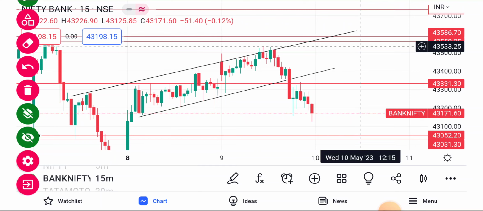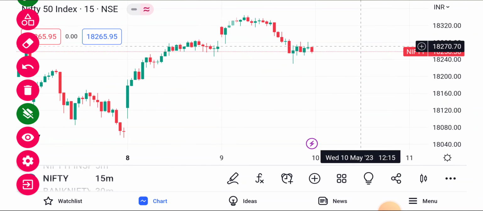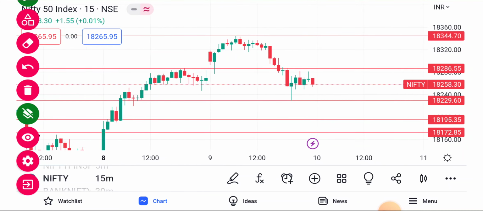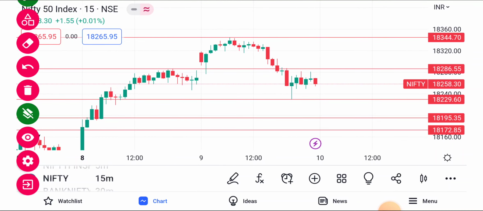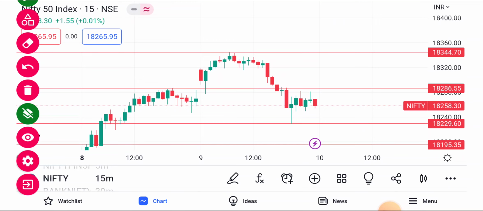So these are the strategies for Bank Nifty. Let's quickly go over the Nifty setup. What we discussed yesterday was very clear: if Nifty is trading above 18,290, that was the level. If Nifty is trading above this level, I will definitely think about a call.